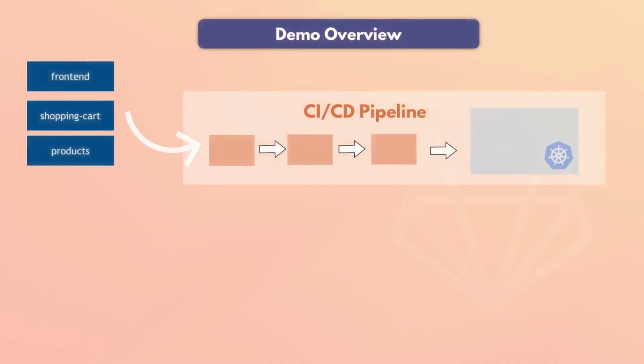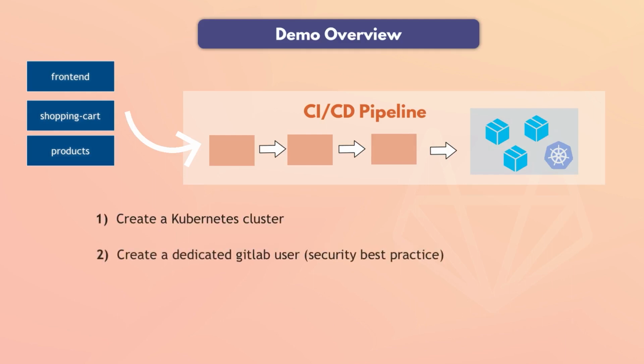So in this part, we're going to see how to take our microservices application and deploy it to the Kubernetes cluster. For that, of course, we will need a Kubernetes cluster, so we will create one. Once we have the cluster, we will create a dedicated user in Kubernetes for GitLab, so GitLab can connect to Kubernetes and deploy applications inside.